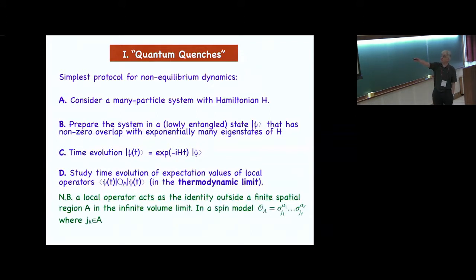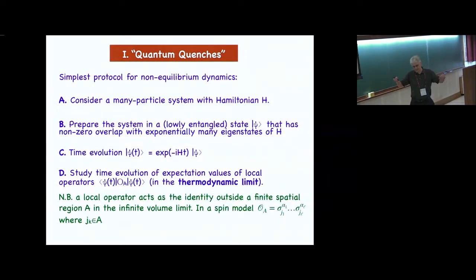And importantly, that initial state is supposed to have a non-zero overlap with exponentially many eigenstates of my Hamiltonian, but is supposed not to be an eigenstate of my Hamiltonian. Because if it were, it would be a stationary state and nothing interesting would happen. This requirement of having non-zero overlap with an exponential number of eigenstates of the Hamiltonian is not very restrictive. Most of the states you come up with will automatically fulfill this requirement. But it's important.